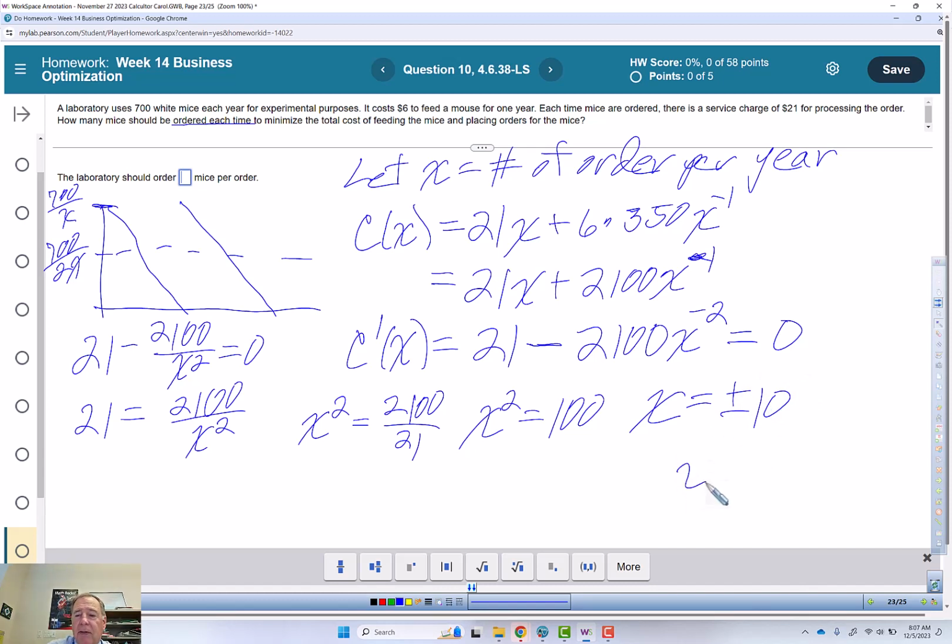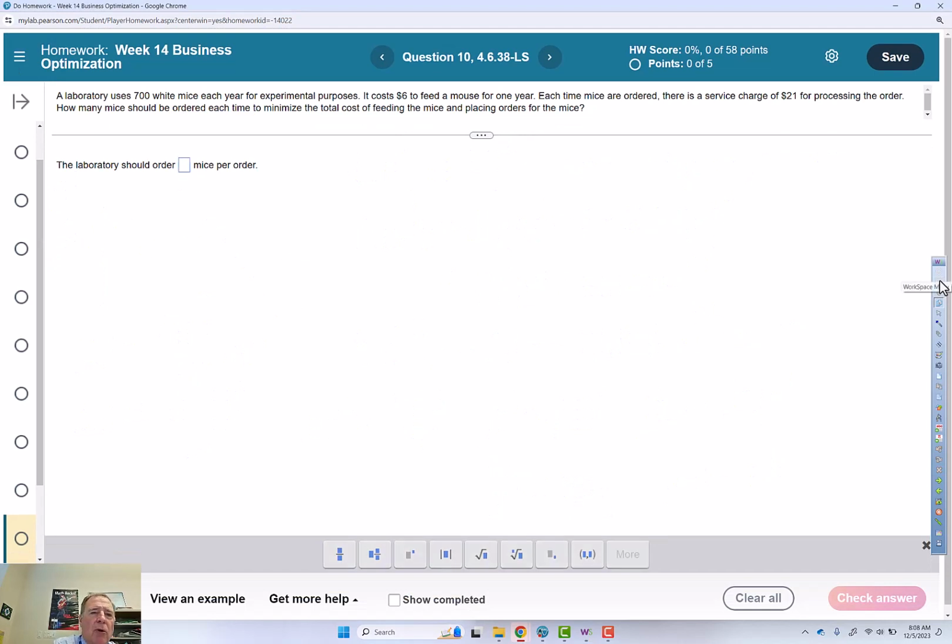The negative doesn't make much sense. We're not going to do negative 10 orders. So my actual answer is going to be 700 divided by 10. So 700 divided by 10 is 70 mice, so we need to order 70 mice per order.